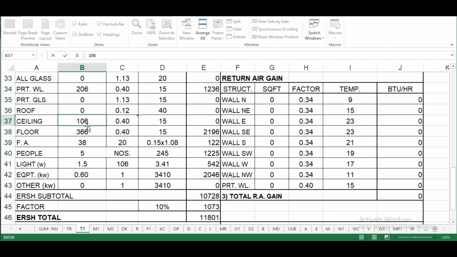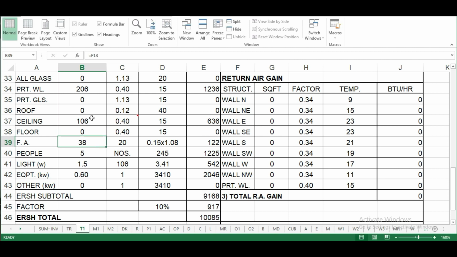Next is flooring. Again in floor, if you have an air conditioned or climate controlled floor below your premises, then you do not have to enter the floor over here. So I am making it 0.